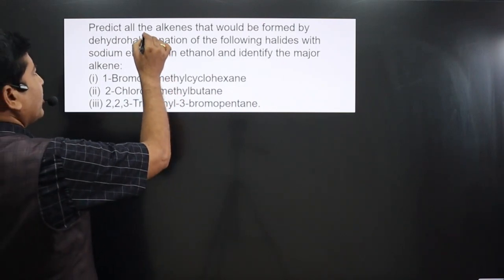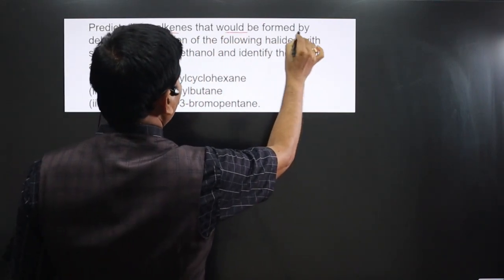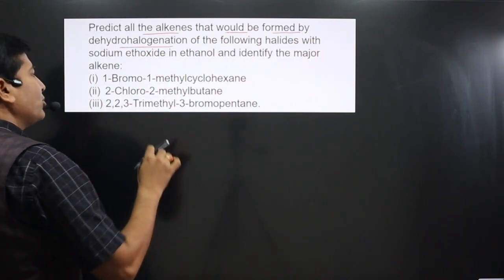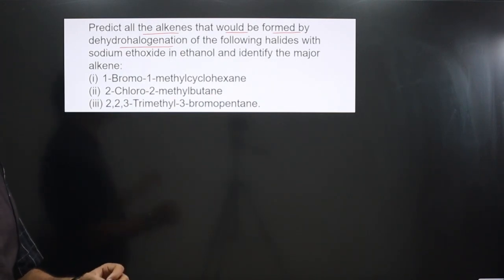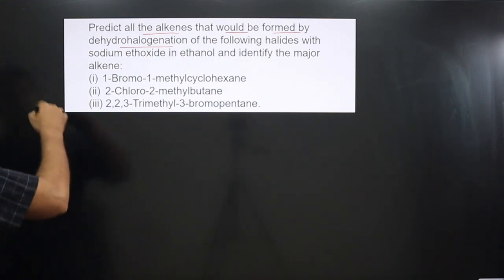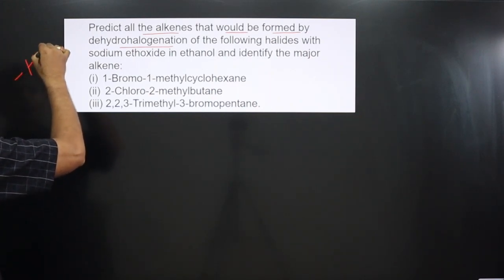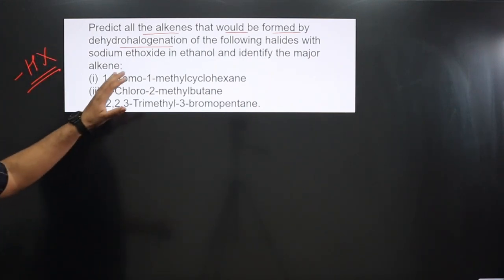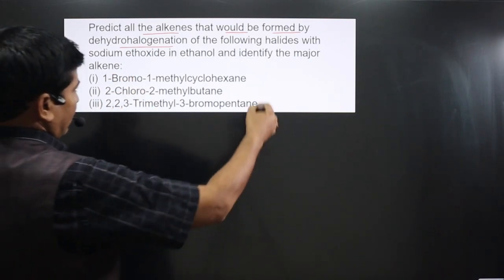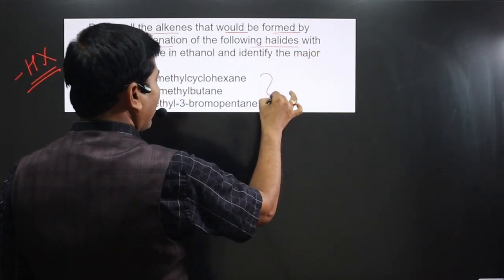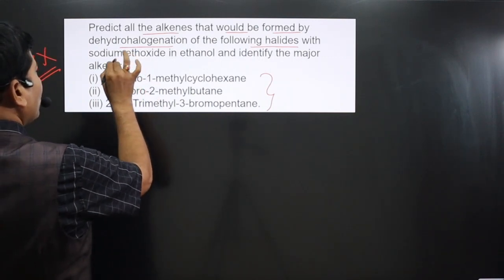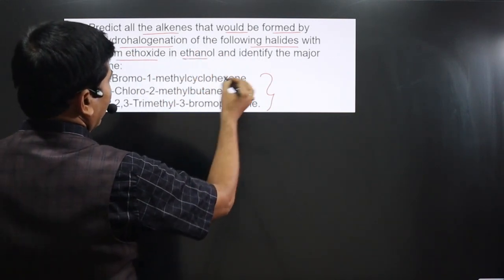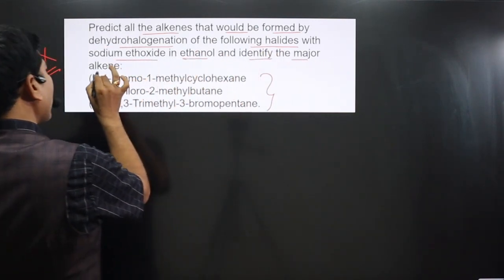The question says predict all the alkenes that would be formed by dehydrohalogenation. Dehydrohalogenation means an elimination reaction, elimination or removal of hydrogen halide. Of the following halides, these are the halides given here, react them with sodium ethoxide in ethanol and identify the major alkene.